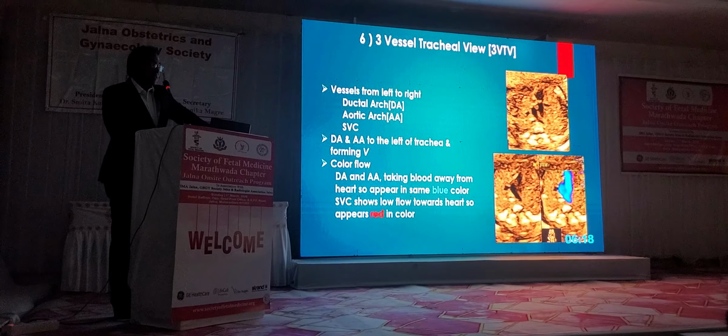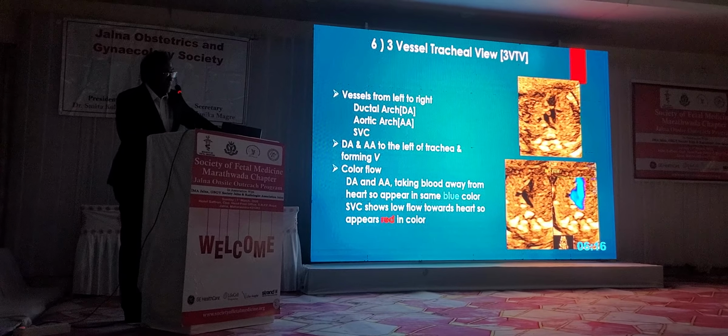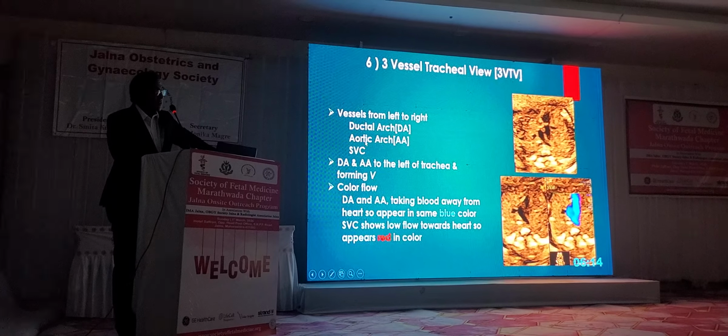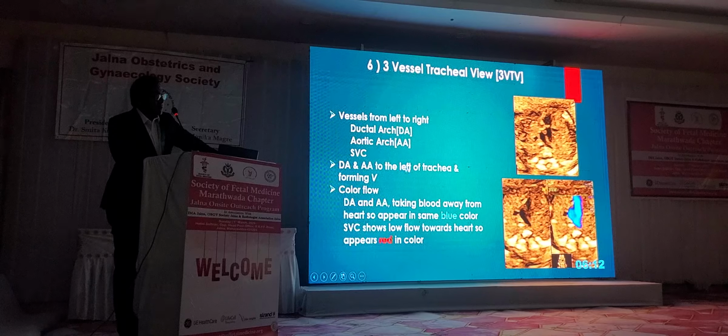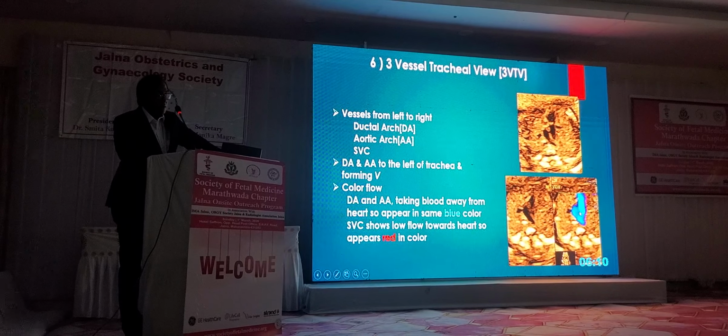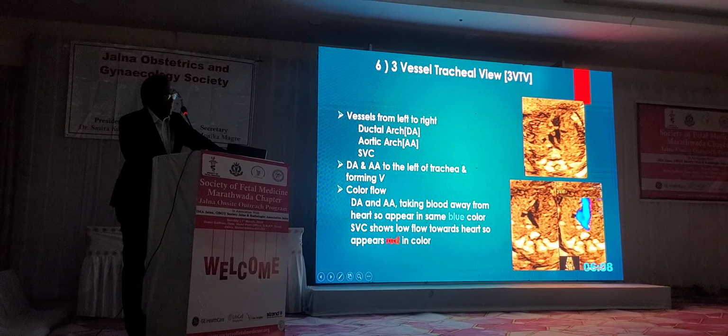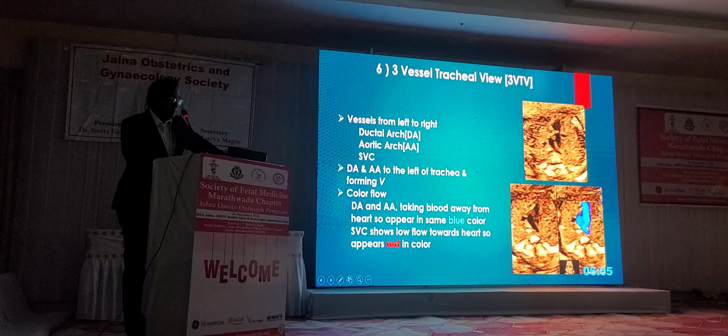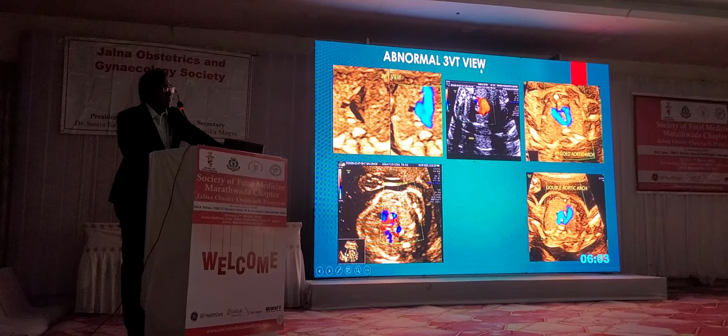So coming to the three vessel trachea view, if you go further up, then we will see the three vessel trachea view. There is ductal arch, aortic arch, and SVC from left to right. Again, both arches will unite towards the left of the spine and will show the same color. Abnormal three vessel trachea view, few examples.